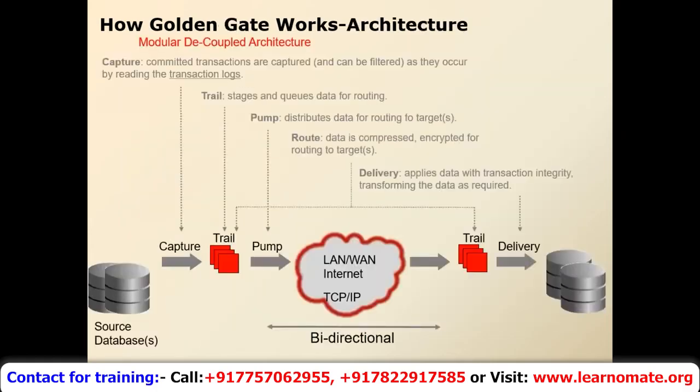So the capture process captures the data and writes to the local trail. The pump process reads the data from the local trail, writes it to the remote trail, and then the replicate process applies the data to the target. Now, as I told you, there are two types of extract. One is classic, second is integrated. Nowadays integrated is used. So what is the difference between classic and integrated?